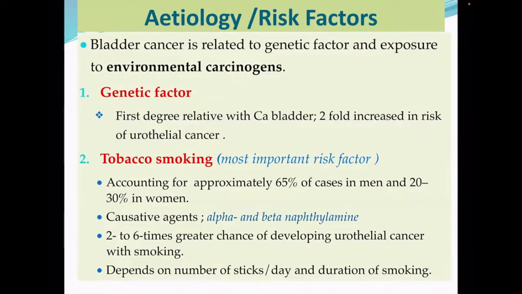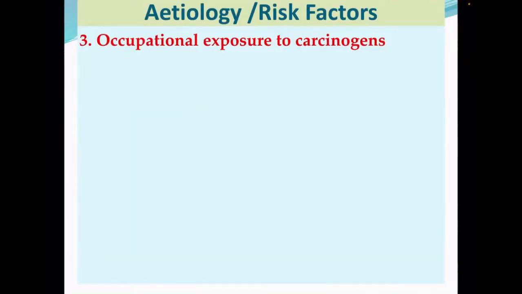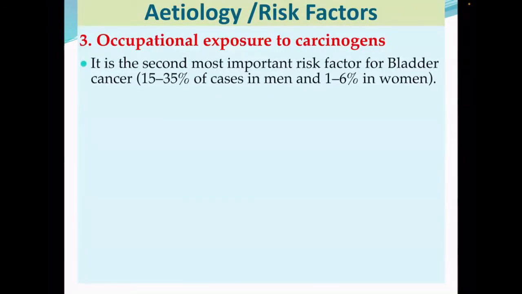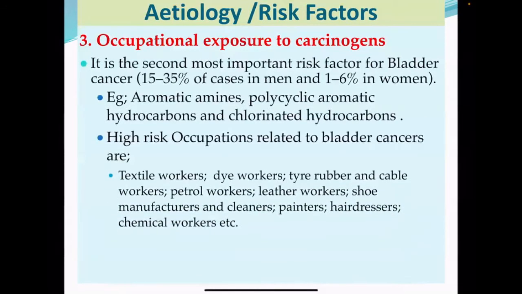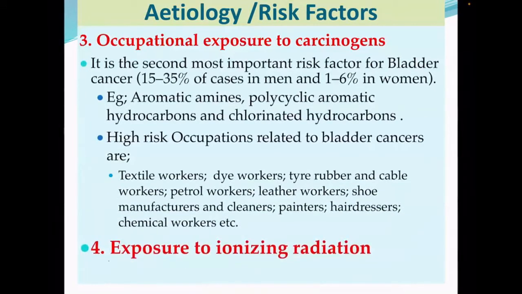Okay. Those who smoke have around 2 to 6 times higher chance of getting cancer than those who don't smoke. Just like smoking, if a person is exposed to other chemical carcinogens like aromatic amines and polycyclic aromatic hydrocarbons, these chemicals are found in factories like textile factories, dye industries, rubber tire industries, petroleum industries.